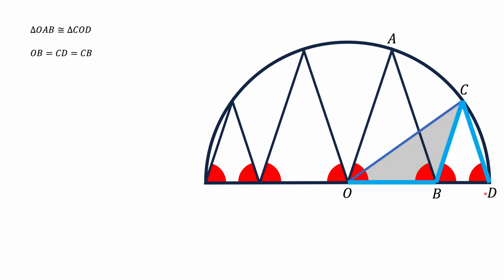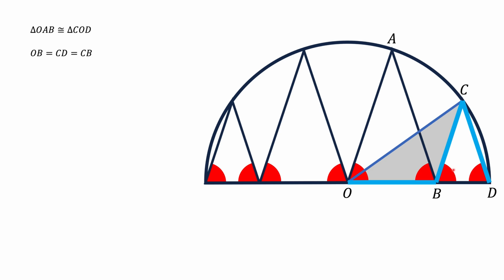But now let's look at this gray triangle right here. It's an isosceles triangle, from what we just saw. And since it's an isosceles triangle, the angles at the base, this angle here and the angle here, should be congruent to each other. But now let's look at this angle, CBD.